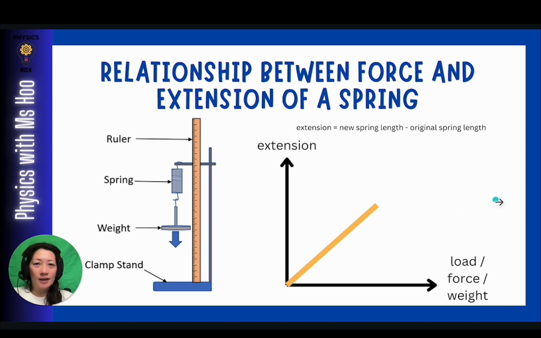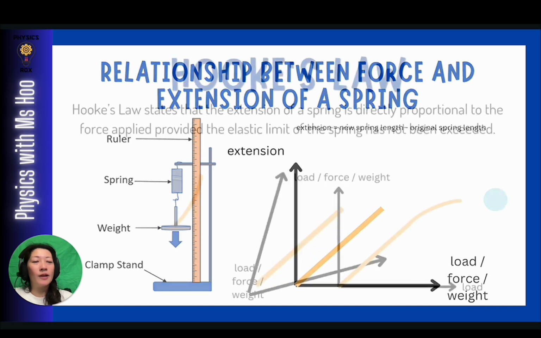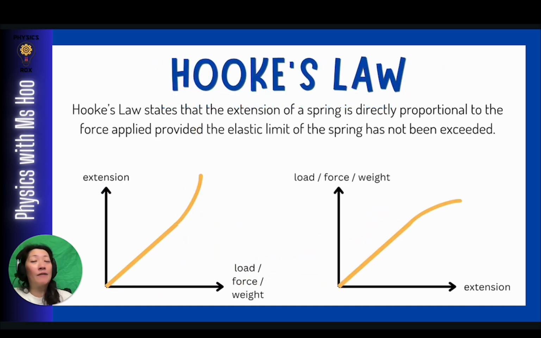Now, the person who discovered this relationship is called Robert Hooke. And obviously, this discovery would be named after him. And that's why it's called Hooke's law. So Hooke's law states that the extension of a spring is directly proportional to the force applied, provided that the elastic limit of the spring has not been exceeded.